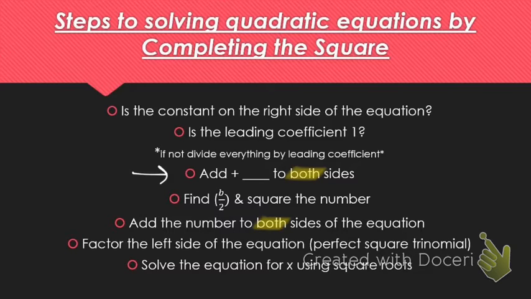Now really, the trinomial could be on the left side or the right side, okay? But the point is we are factoring the trinomial. And again, if you have done the first 2 steps correctly, it's going to be a perfect square trinomial. So we're going to factor just like we did in the first example.